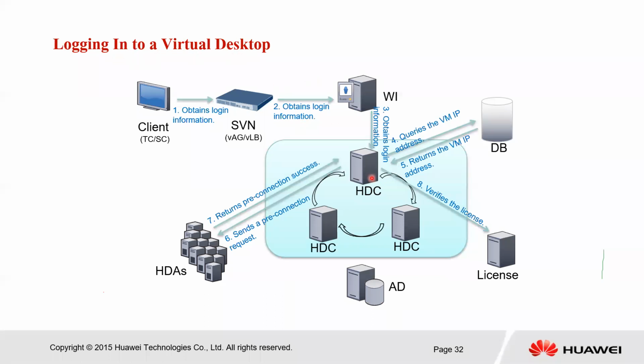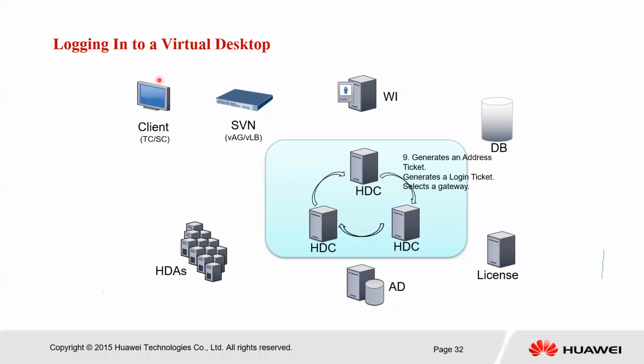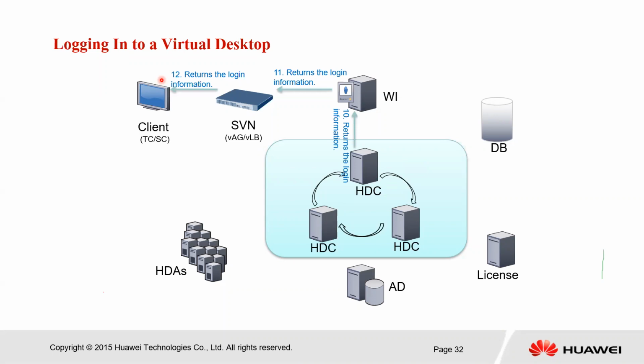The HDC will communicate with the HDA and return the success request, and the HDC will check the license, as I explained in the FusionAccess key components. One is the license server. The HDC will check with the license server whether that particular VM has a valid license or not. Once the license is confirmed, the login process will complete for the end user. The login request will be returned to the end user.